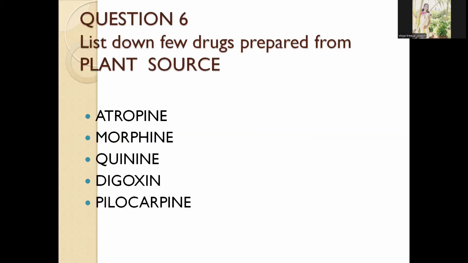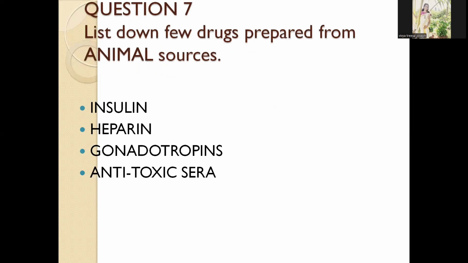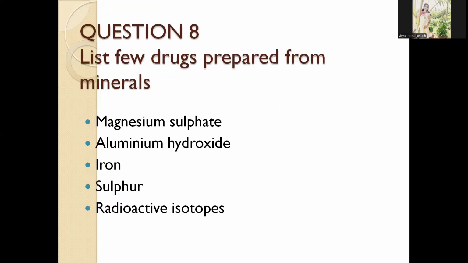Next is list down few drugs prepared from plant source. Examples are atropine, morphine, quinine, digoxin and pilocarpine. Next, list down few drugs prepared from animal source, that is insulin, heparin, gonadotropins and antitoxic serum.